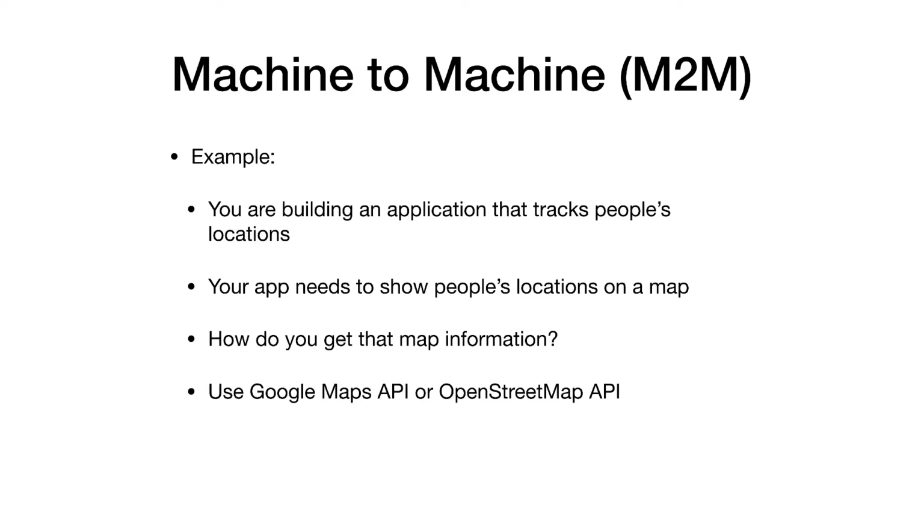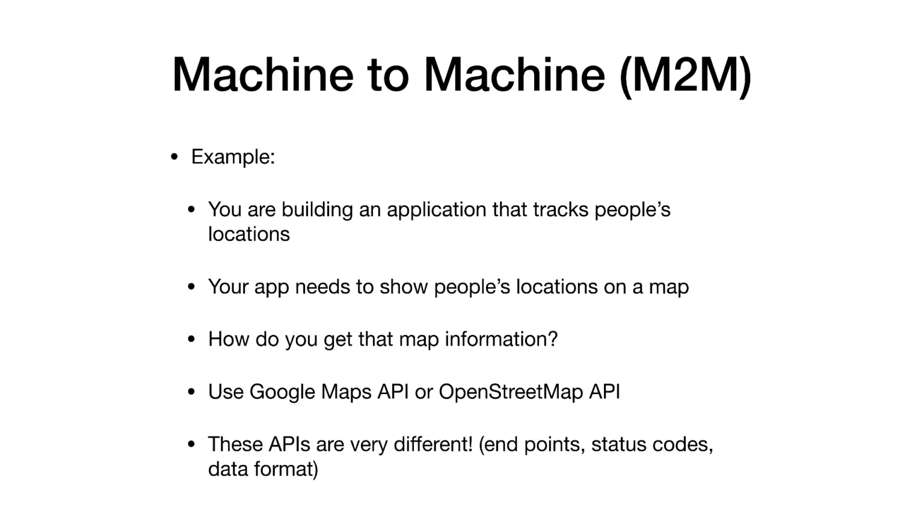My answer is, well, you could use the Google Maps API. That's common, or OpenStreetMap's API. Just some kind of API that offers maps. The thing is, though, that these APIs are very different. And hopefully you're familiar with APIs and what I mean by that.